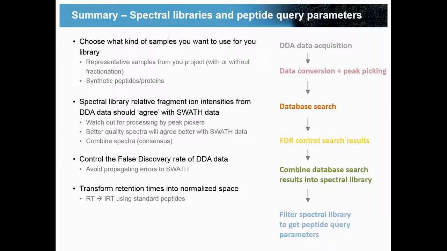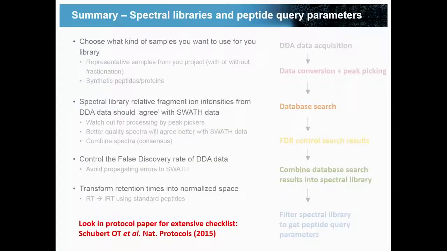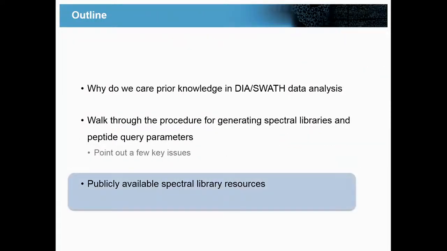Well, we just had a discussion about this. Our experience has been better for consensus in the past, but Brandon says maybe best replicate is also potentially an option. Control the false discovery rate of the DDA data, and it's worth looking at this at the PSM, peptide, and at the protein level. And it's worth transforming these retention times into this normalized space, and then you can get very accurate predictions of where the peptide should be when you see it in a new run. And so this is all covered in a lot of detail in this paper I mentioned, so you can take a look at this if you're interested.